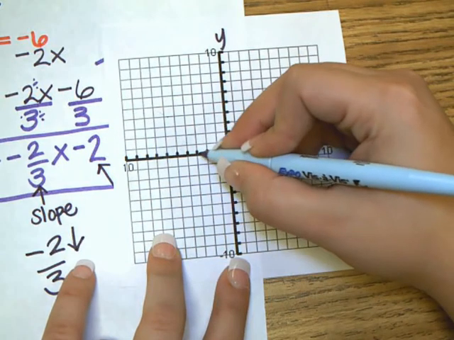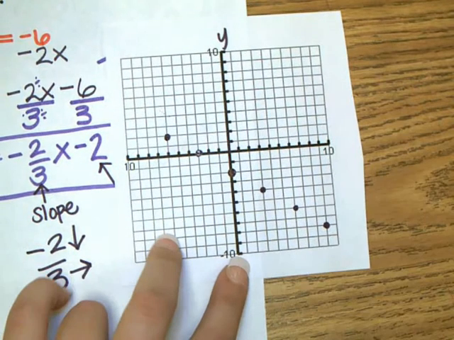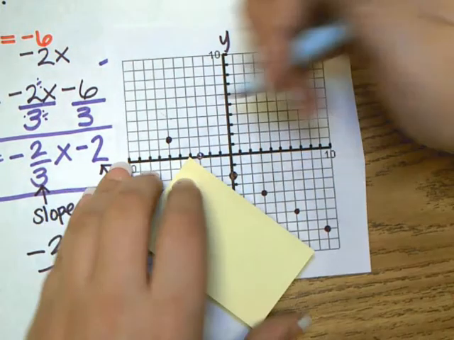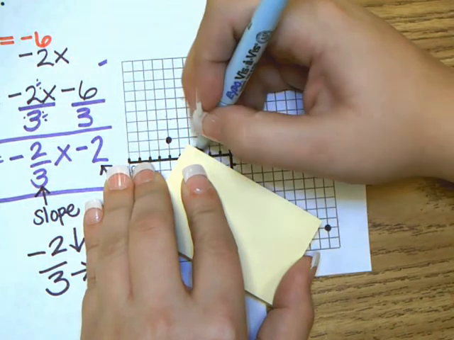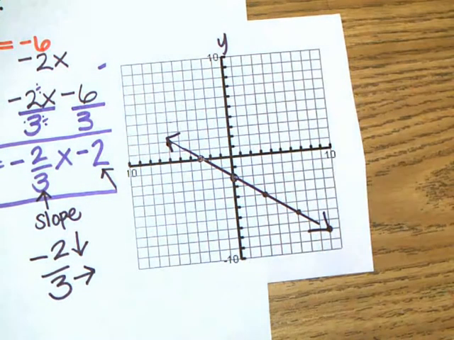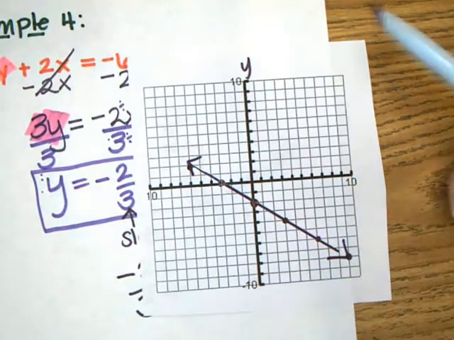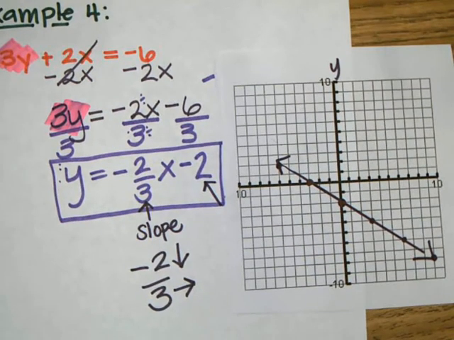That is the same thing, if we want some more solutions on the left side, as going the opposite. Up 2, left 3. Okay, and then we can connect our solutions to make our line. And that was the purpose of writing our equation in slope-intercept form, so we don't have to use a table.